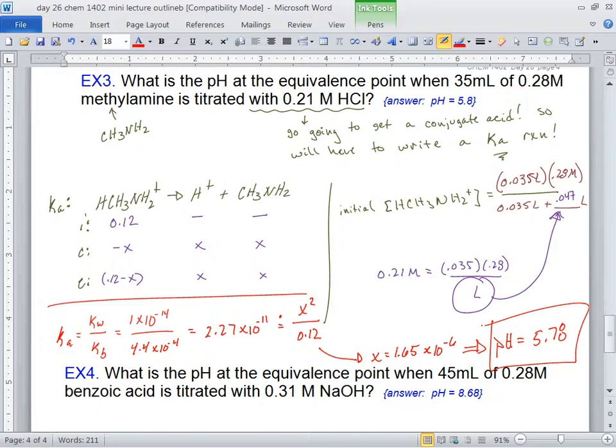This all goes up here. I didn't realize it was just wrong. Oh, okay, good. Okay, yeah, because you're writing a Kb reaction. Excellent, very good.